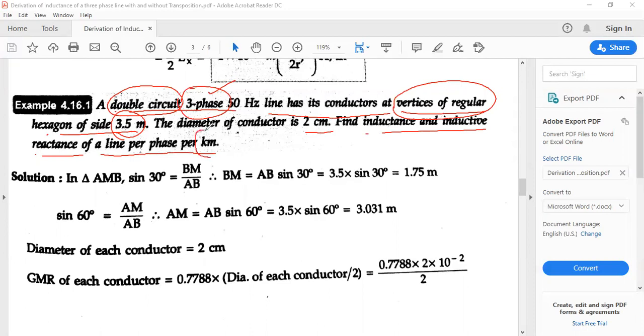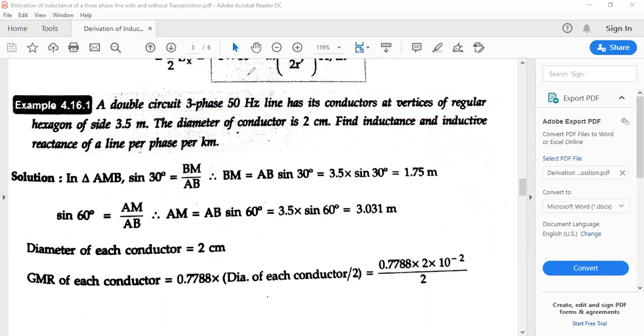If I want to find out per phase per kilometer, from Henry per meter I need to convert to Henry per kilometer. Next, what do I need to do? I need to find out the angles and the distances. These are the angles that are present there. Let me find out the angle as sine 30 degree.